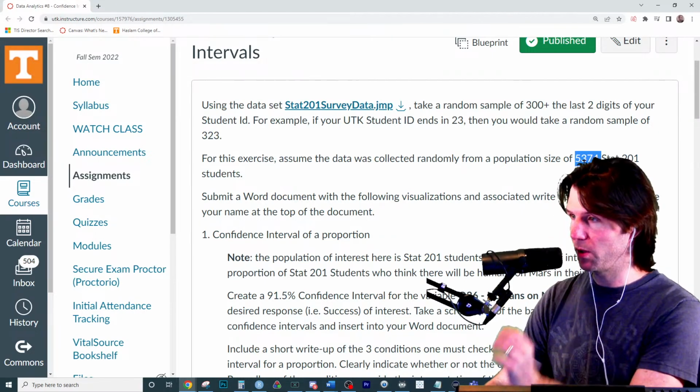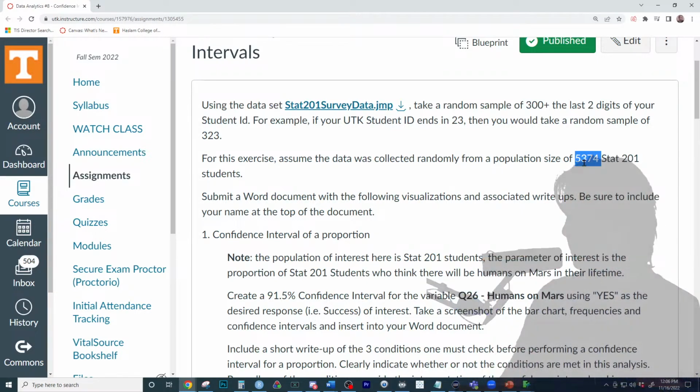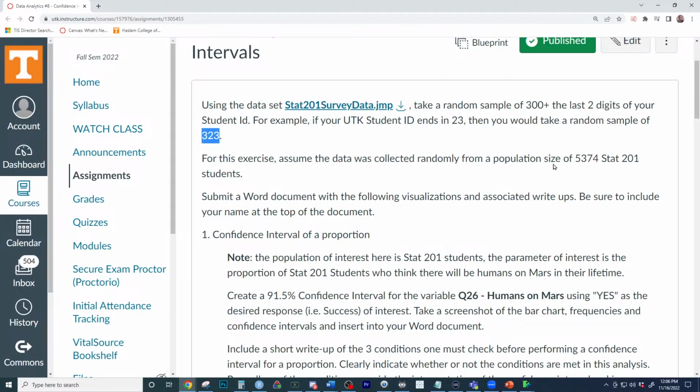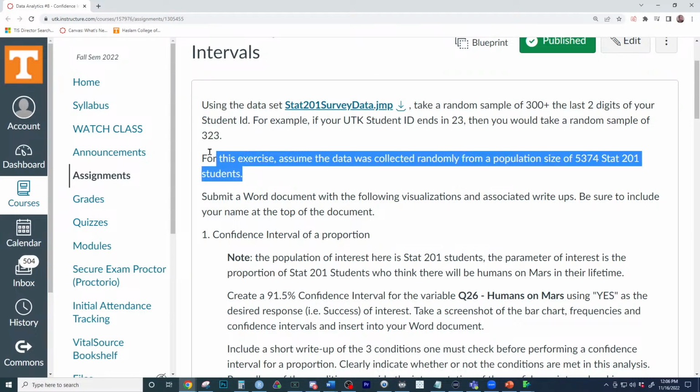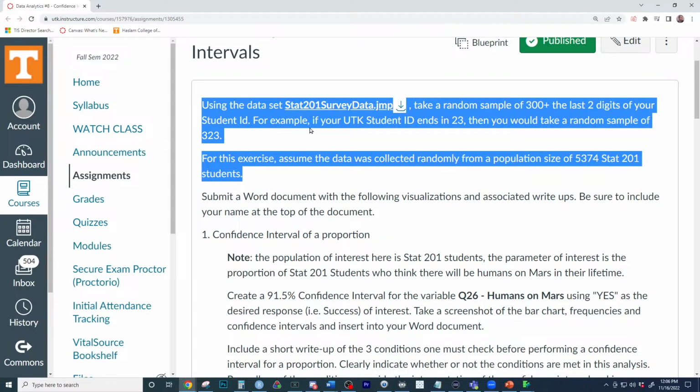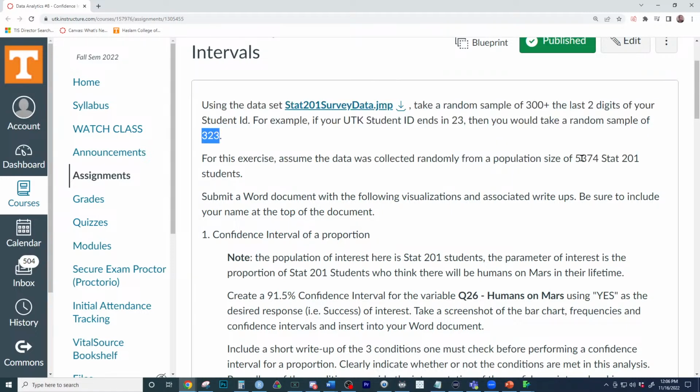What condition should that be checking right there? Here's the sample size. Here's the population size. It sounds like this is alluding to a condition, because it says you're going to sample 300 something from a population of 5,374. What condition does this automatically make you think of? The 10%, great job.